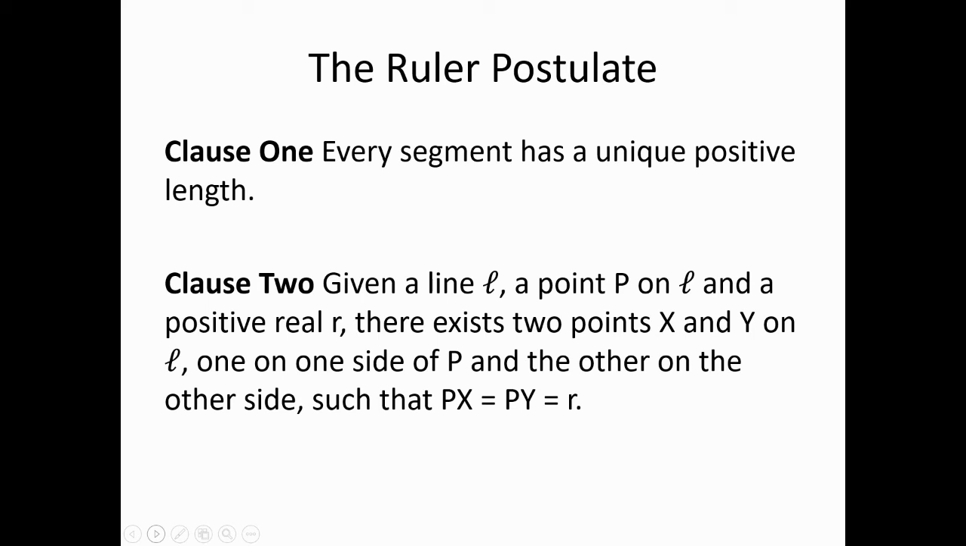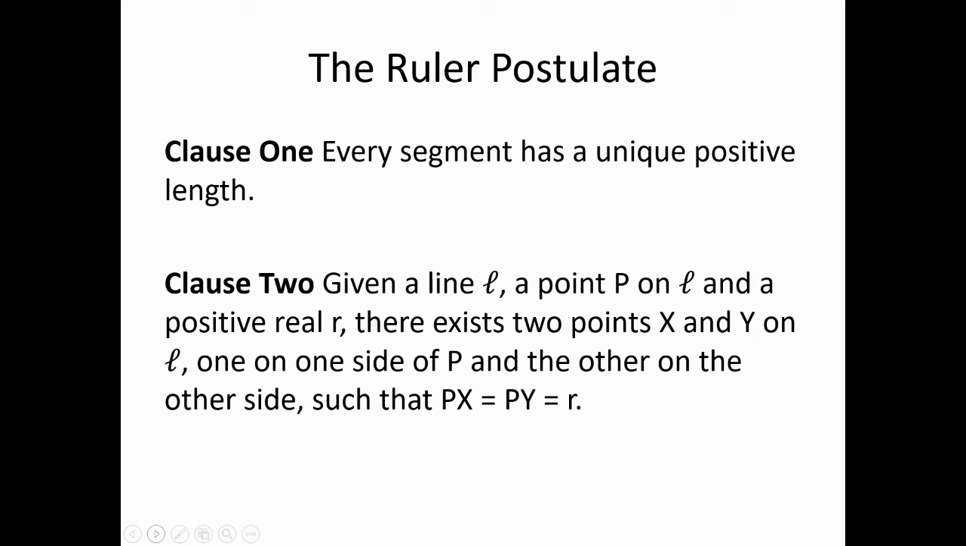In clause 2, we begin simply with a line that I'll call L and a point P on that line. And then what we do is this. Instead of beginning with a segment cut out of a line and giving it some length value, we start with a value that will represent a length. And then we say that 2 points exist, call them X and Y, on that line L, one on one side of P and the other on the other side of P, such that the lengths of the segments that are created when we drop in X and Y, that is PX and PY, are both that real number that we chose, r. I know that's a bit complex.